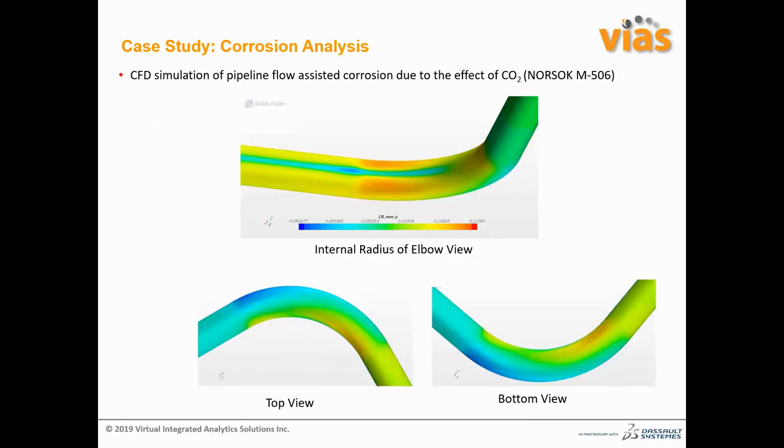Similarly, for the corrosion analysis, part of the corrosion is also how the flow is there. So there is a material environment and the flow, right? This captures the flow part of it. And then there are correlations available, which will tell you how much the corrosion has happened.